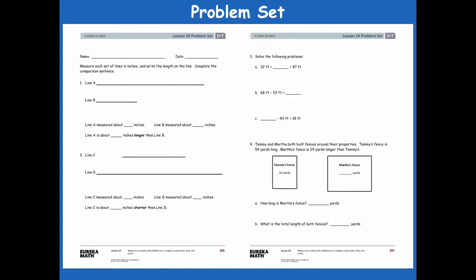All right, friends, here is a copy of your problem set that you're going to work on. If you don't have a copy, you can pause the video and solve from here just using a piece of paper.